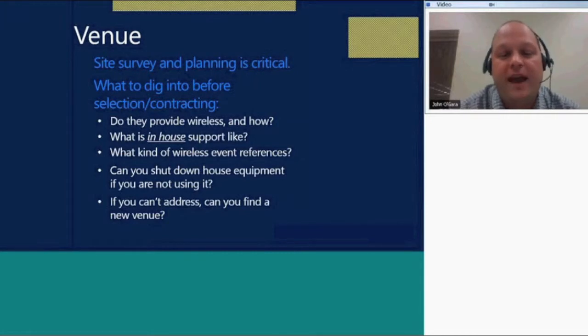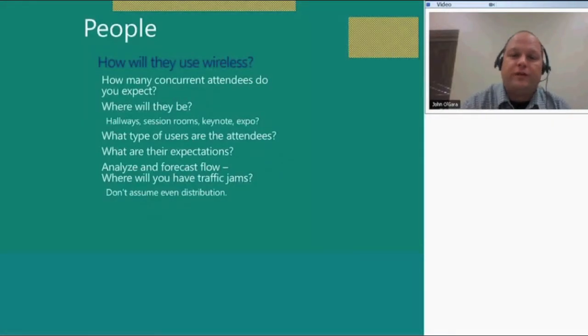Finally, one of the things that we'll look at is if you can't address the issues that you have with the venue, or the venue doesn't seem like it's going to meet your needs in the wireless space, and wireless is critically important to you for the event, then you might need to find a new venue. Now, clearly, that depends on where the prioritization is of the wireless needs, but it's something that should be considered if it's a very high priority.